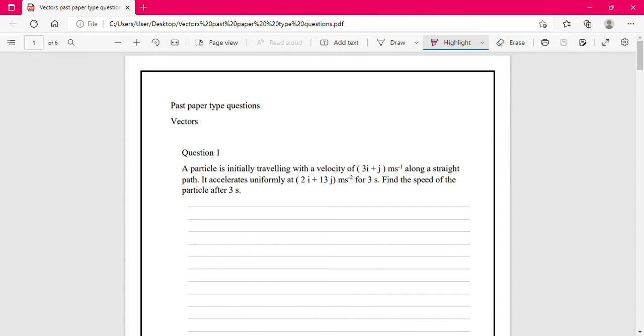Now here, a particle is initially traveling with a velocity of 3i + j meters per second along a straight path. See that sometimes even small words give you a lot of hint. It accelerates uniformly at 2i + 13j meters per second squared for 3 seconds. Find the speed of the particle after 3 seconds. So, let us start with this.